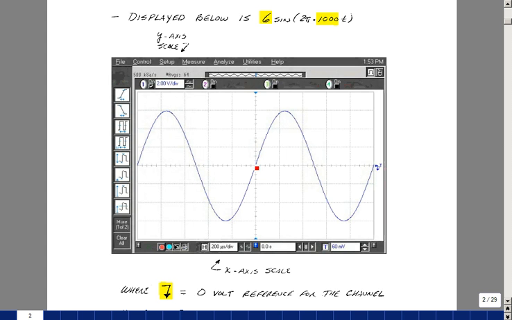In terms of a period, we have 1, 2, 3, 4, 5 divisions, and each is 200 microseconds. That's going to give us 1,000 microseconds, which is 1 millisecond, and the reciprocal of that would be 1 kilohertz. So indeed, we do have a 6-volt sine wave, 2 cycles, displayed on the screen.